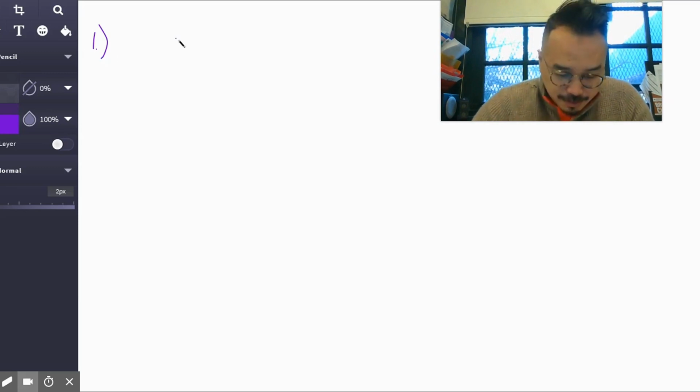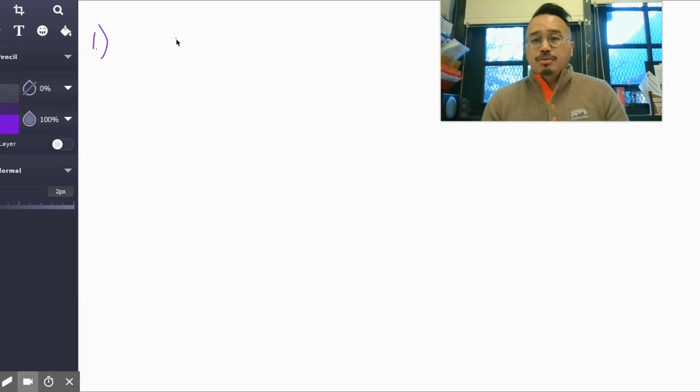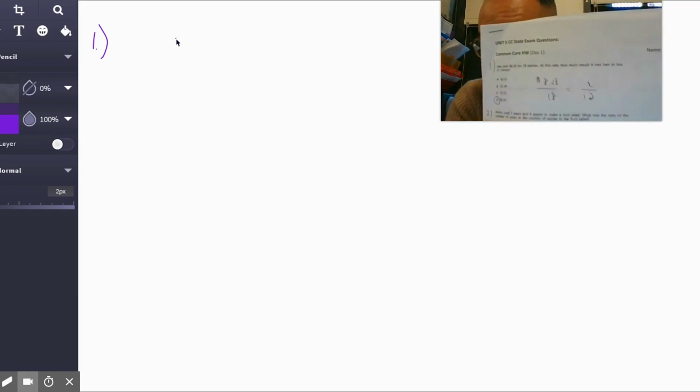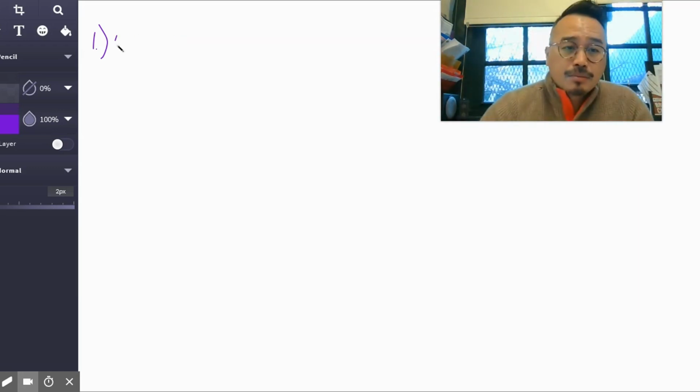Okay, all right. Number 1, Sam paid $8.28. You set a proportion. The way I did it, I set up dollars to stamps. So here's my proportion, and my answer is choice D. I'm going to try to write a little smaller too.